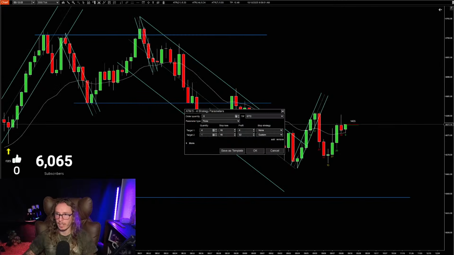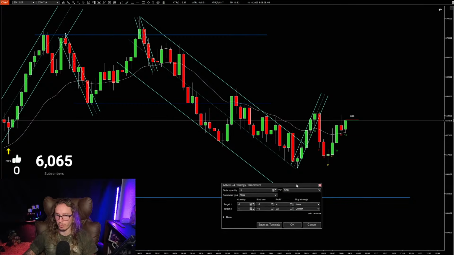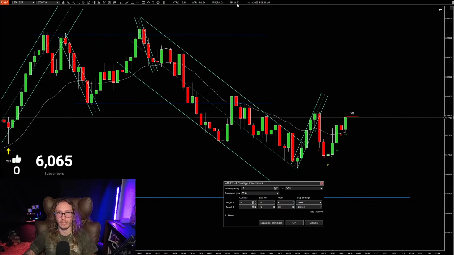All right, I'm back. So what I'm going to do here is adjust the ATM strategy parameters. I figured I would just show you what to do when you have volatility like this. Right now, you can see the ATR is very high. So what we're looking at is the take profit target on the scalp recommendation is almost 11 instead of 4 ticks. So we'll go with around 10. The take profit target is going to be 10.